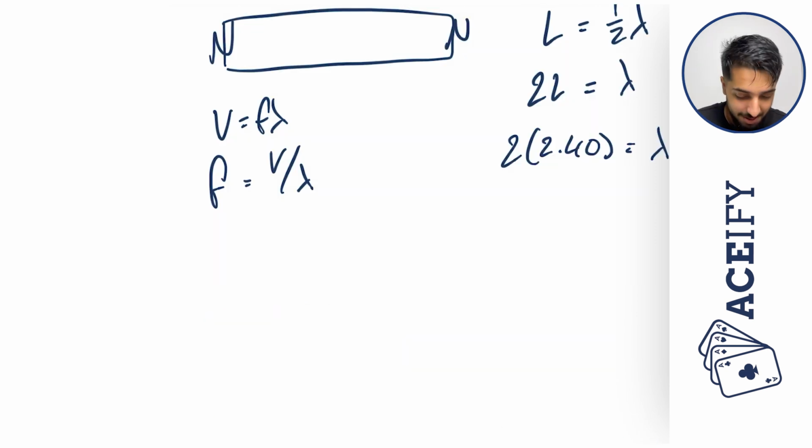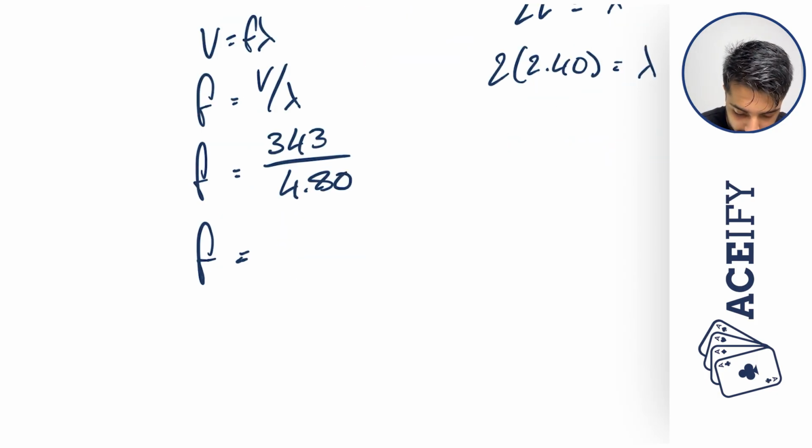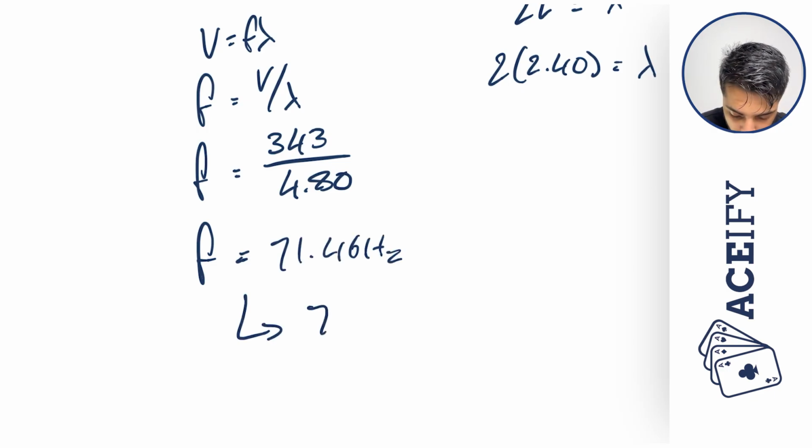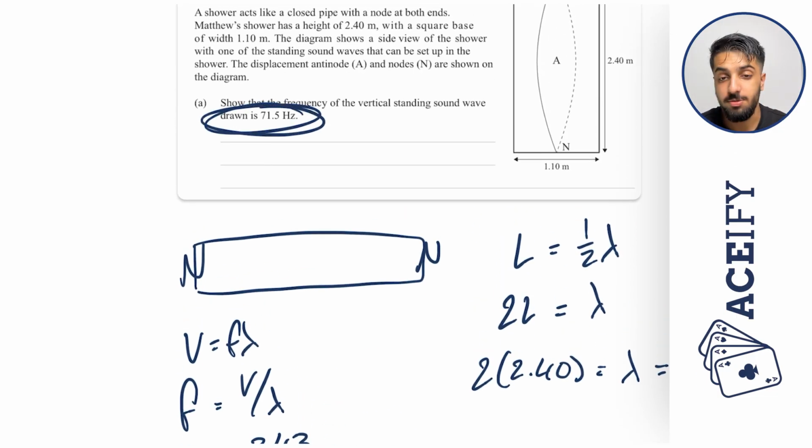Confusing, I know. So, plugging in our numbers, we get our frequency is the speed of sound in air, which is 343, all over our wavelength, which is 4.8, and that gives 71.46 Hz, which can be rounded to 71.5 Hz to 1 decimal place. And as you can see, that is the frequency that we're trying to find.